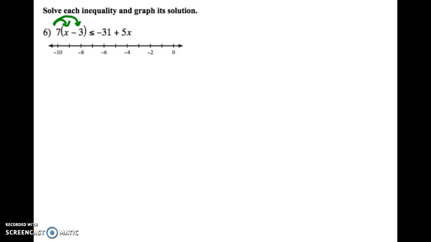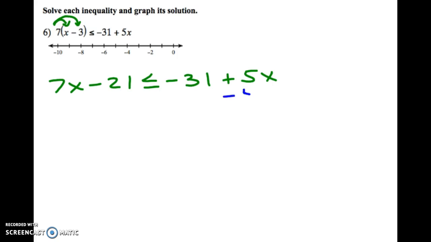So to start off with, 7 times the x will be 7x. 7 times negative 3 will be negative 21. Less than or equal to, we've got the minus 31 and the plus 5x. We want to keep the variable on the left because it's easier for the graphing. It means we're going to want to subtract the 5x from both sides.